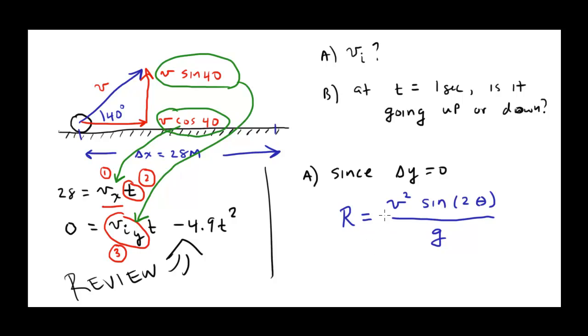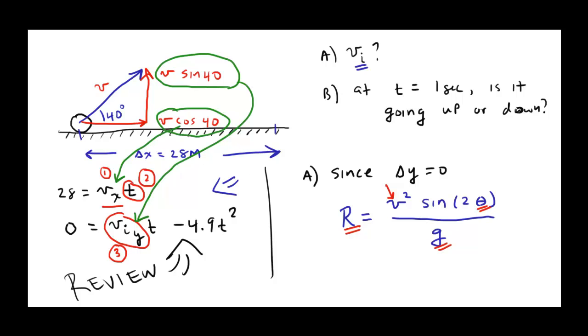You don't need this equation. You can solve this problem in this method. If you happen to memorize or know this equation off the top of your head, it makes this problem a lot easier because now I can solve for v. That v, the v initial, is this guy right here. And I know the range, I know g, and I know theta. So I can go ahead and solve for v.